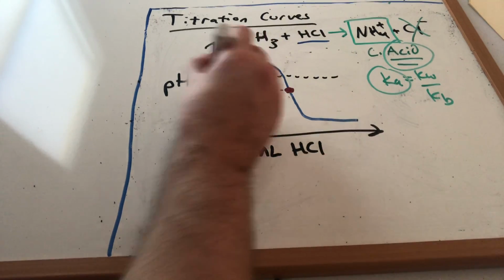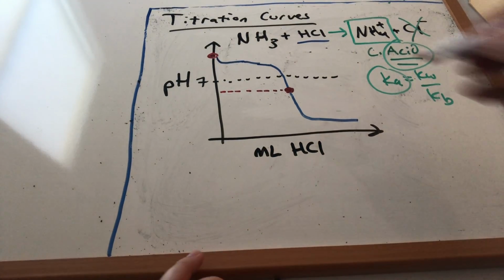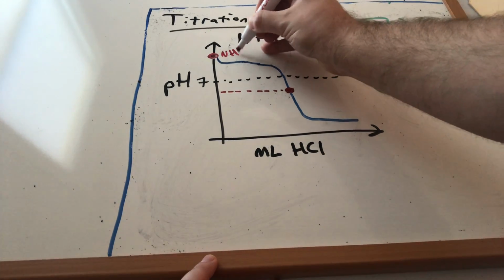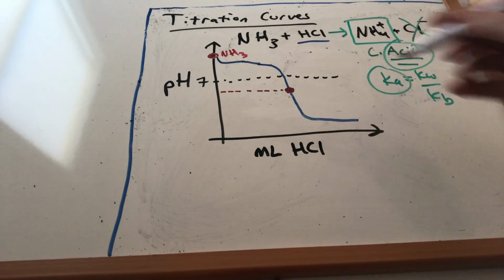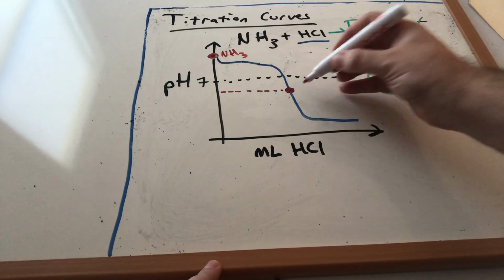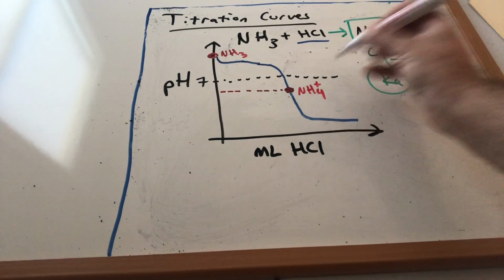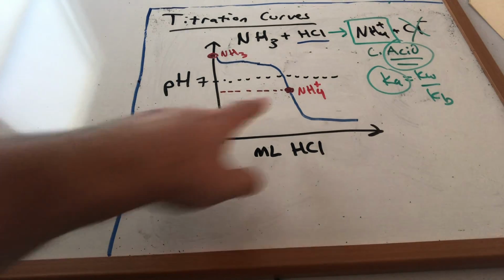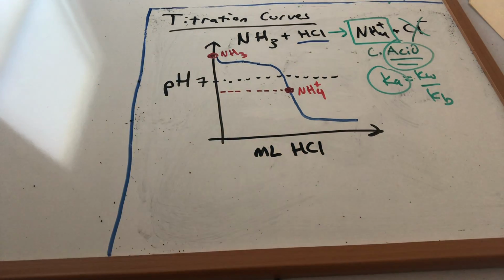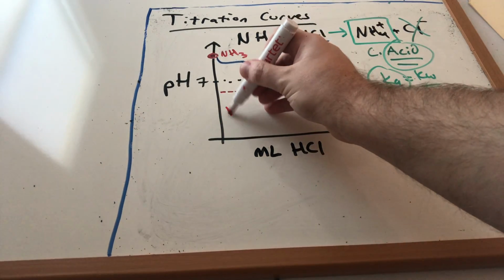And where is it now? Because we start with NH3, and at the end point, we've completely converted it to NH4+. Because the conjugate is acidic, our end point is not at 7. Our end point is at a pH that's less than 7.